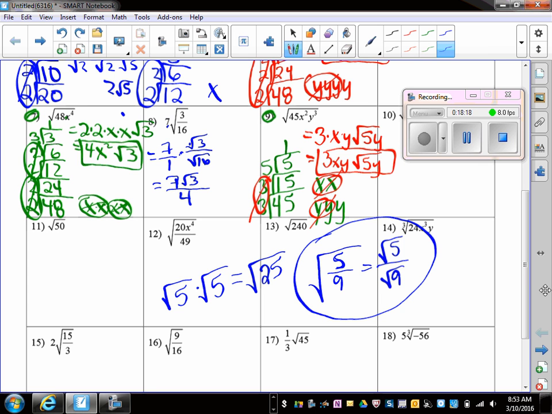Alright, so now we need to look to see if we can reduce. We can only reduce the numbers in front of your radical. Does 7 over 4 reduce at all? No, so this is your final answer. So 7 times square root of 3, all over 1. Questions on that one?